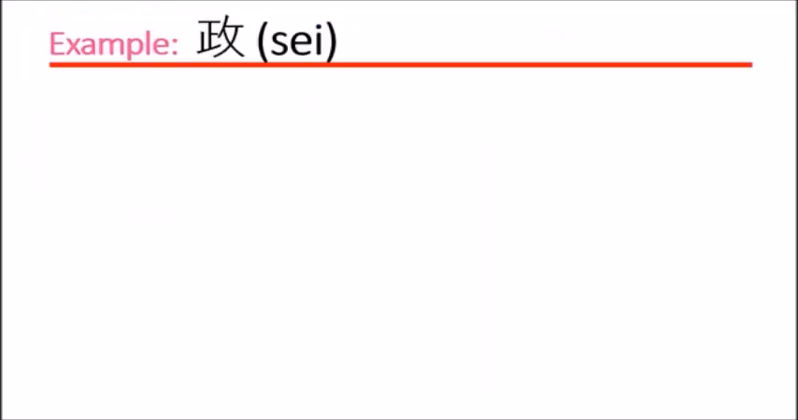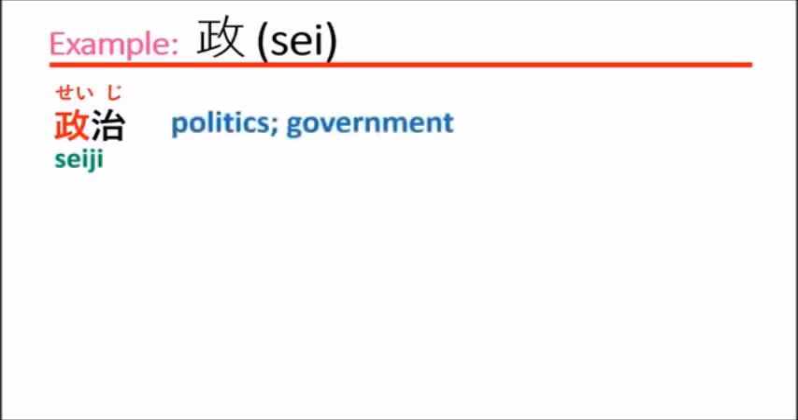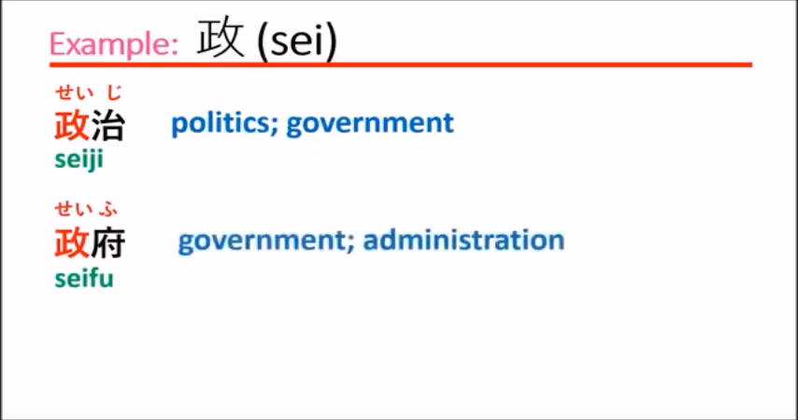So next, let's go see some samples of the kanji of se. The first, seiji. Seiji means politics or government. Seifu. Seifu means government or administration.